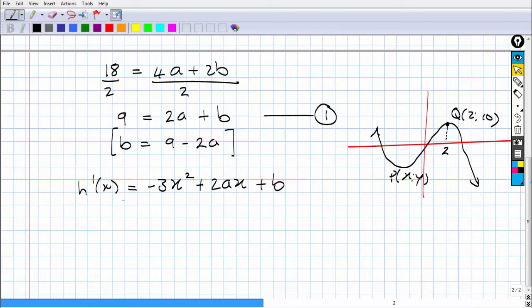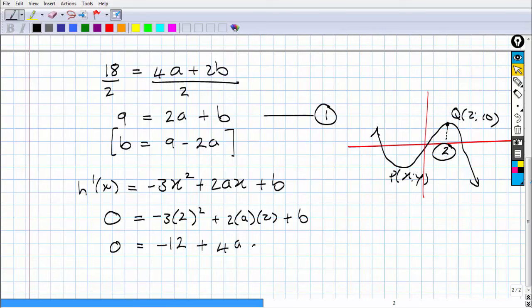And if we set this to 0, we know x must equal 2, because normally what you do is you say, if that's 0, what is the x value? Now we have the x value. We're trying to find the actual equations. So that means it's negative 3 times x squared, sorry, x is 2, apologies, plus 2a times 2 plus b. So 0 equals negative 3 times 4, which is negative 12, plus 2 times 2 is 4a plus b.